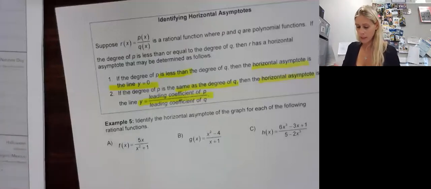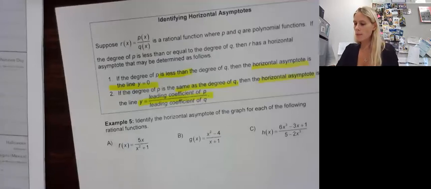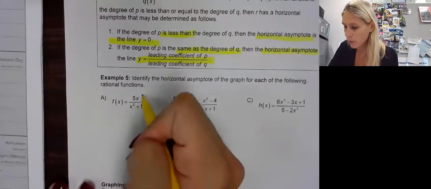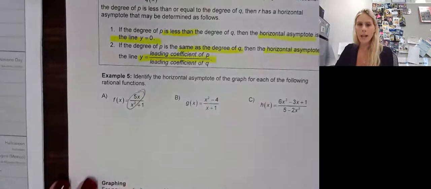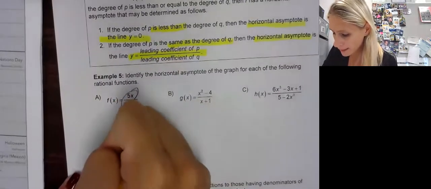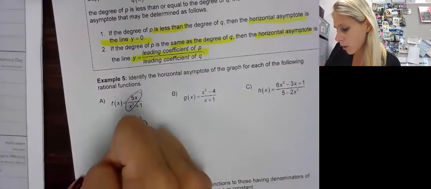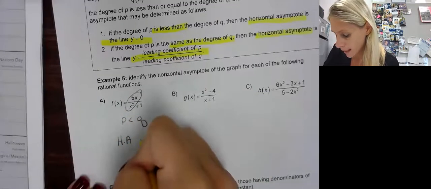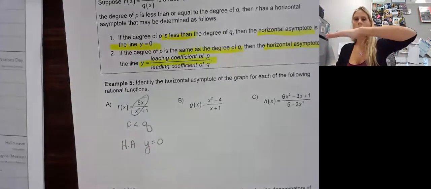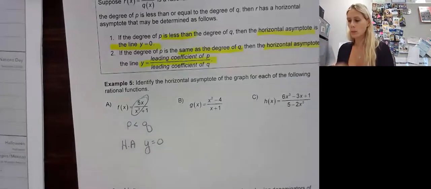So let's go up to A here. Now remember, we're looking at the leading term. The leading term has the highest exponent. So right now I'm looking at 5x and x squared. In this case, our P is less than Q. So that means there's automatically a horizontal asymptote at y equals 0. Now remember, it's horizontal. A horizontal line is y equals, and vertical, hence vertical asymptotes, are x equals.